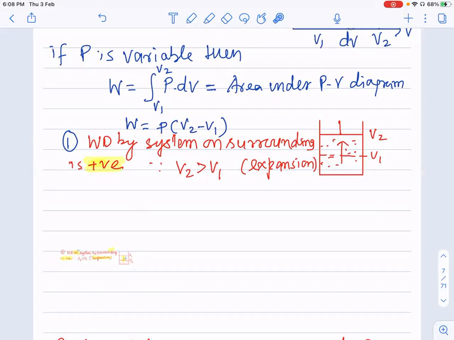तो नाउ V2 is greater here. You can see system is pushing the piston out. So V2 is greater. This term is also positive. This term is also positive. So work done by the system onto the surrounding will be always positive. है ना? सिस्टम को ही वर्क करना चाहिए ना, गैस को वर्क करना चाहिए.